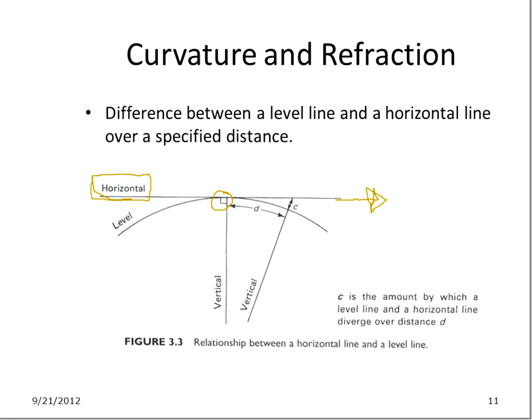The farther away we go looking for our rod, the more the curvature of the Earth is pulling away from our horizontal line, giving us this error here, the amount by which a level line and a horizontal line diverge over some specified distance. Okay? We have to account for that in our calculations if we are going to measure over a great distance.